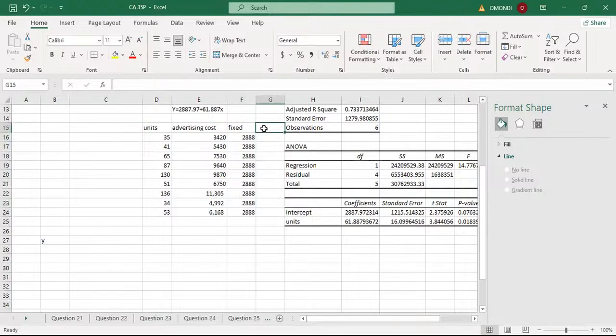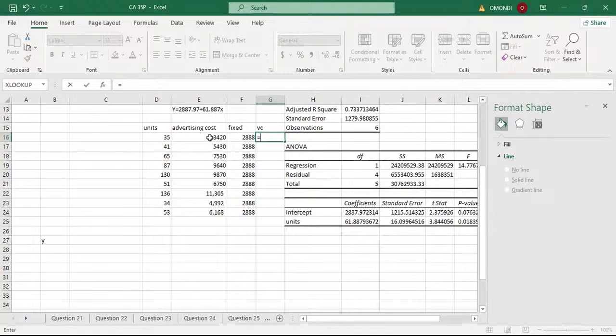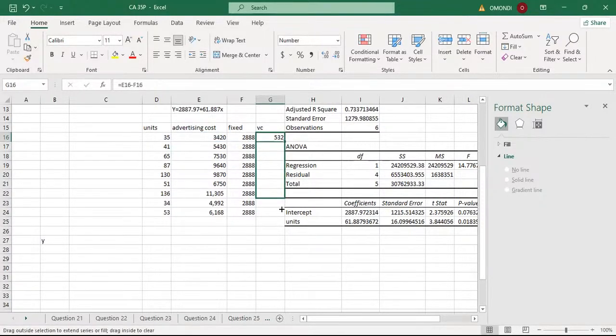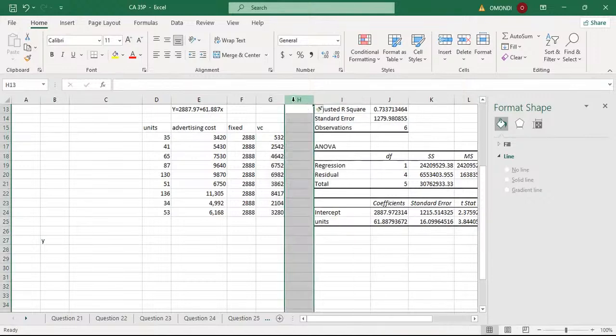Then how do we get variable cost? How do we get variable cost from this? Our variable cost is equal to total advertising cost minus fixed cost. If we do that, we'll be able to get variable cost for producing all these units.